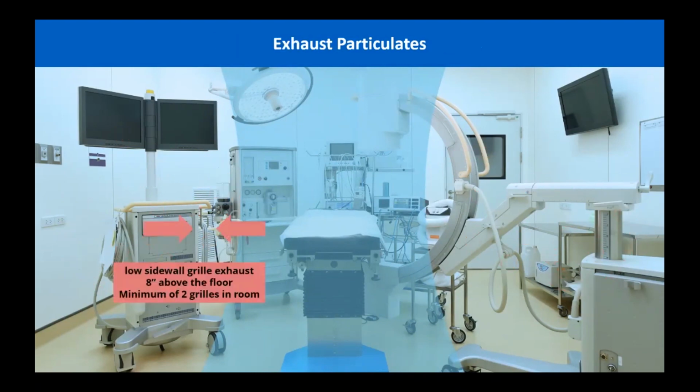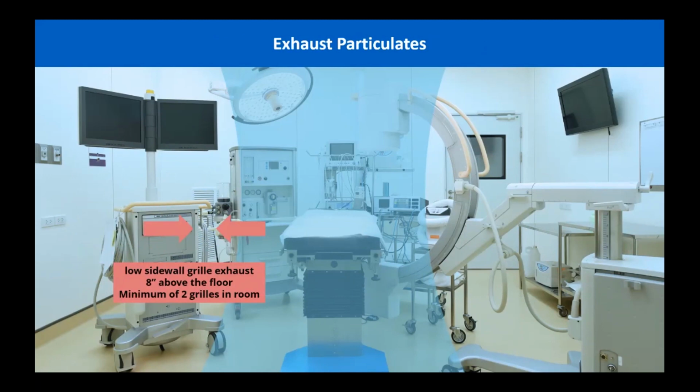Return grills should be located near the floor, approximately 8 inches above the floor, with a minimum of 2 grills in each room. ASHRAE 170 tells us that we have to have a minimum of 2 low-level exhaust grills. 4 is preferable, but to be ASHRAE compliant, you only need 2. The return grill should be mounted 8 inches above the floor, in the center of a wall, or in the corner of the room. You should size the exhaust grills to handle 500 feet per minute in return. And that's a general recommendation for sizing the return grills.